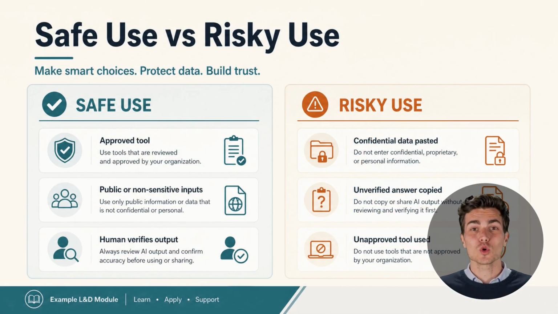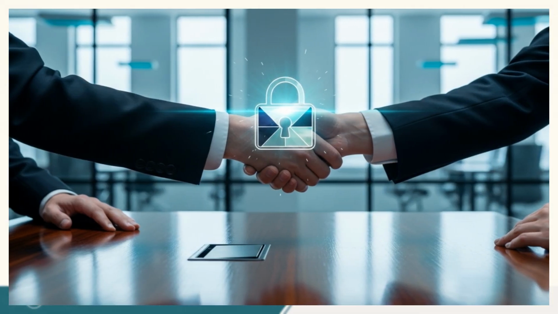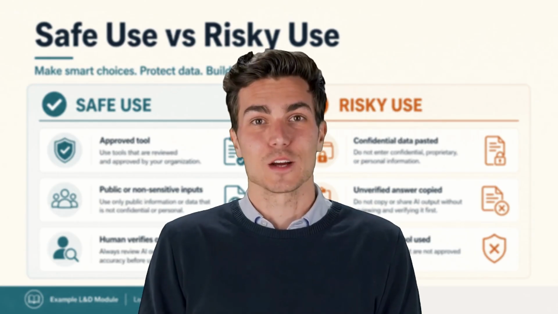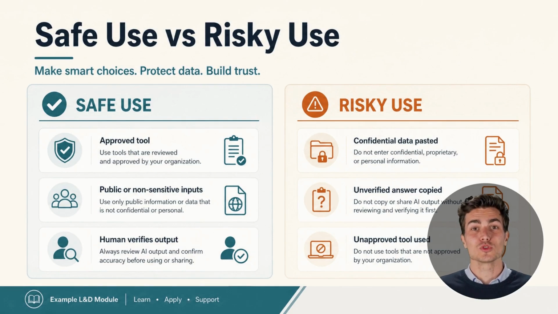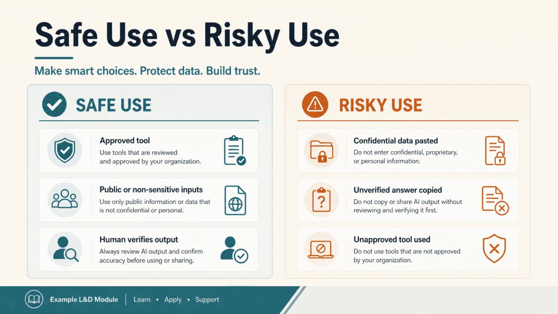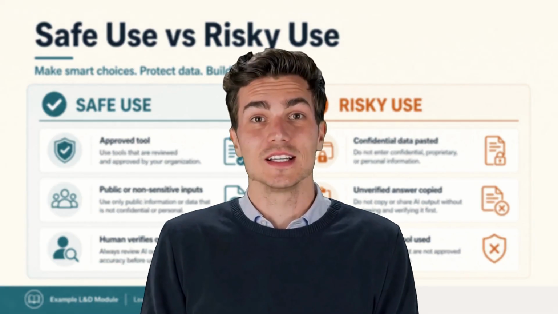Building on why this is so important, let's look at the difference between safe and risky AI use. Making smart choices helps us protect data and build trust. Safe use means enhancing our productivity without compromising security or ethics. This involves using approved tools, inputting only public or non-sensitive data, and always having a human verify the AI's output for accuracy. On the other hand, risky use can happen when confidential data is pasted into a tool, an unverified answer is copied, or an unapproved tool is used for work. The distinction is critical for applying the 4 checks we will discuss next.